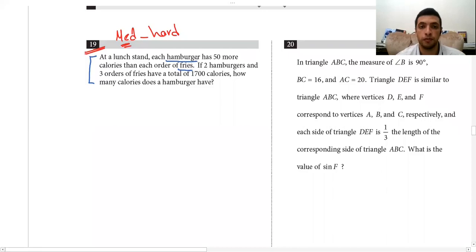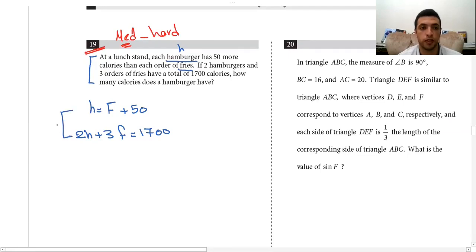Look, each hamburger has 50 more calories than fries. Let's name hamburger H and fries F. So hamburger has 50 calories more than fries, which means H equals F plus 50, and it's the first equation. What about the second one? If 2 hamburgers and 3 orders of fries have a total of 1,700 calories, then 2H plus 3F equals 1,700. And then I translate it into two equations.